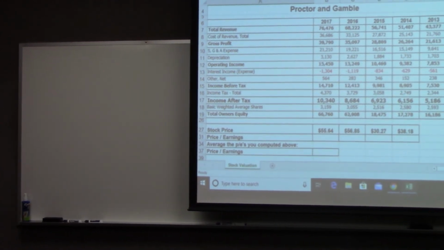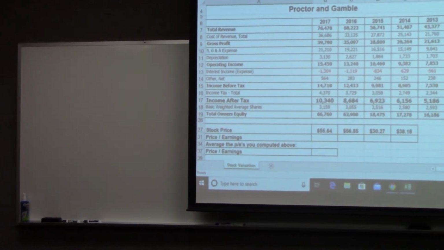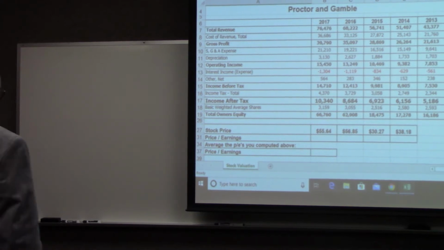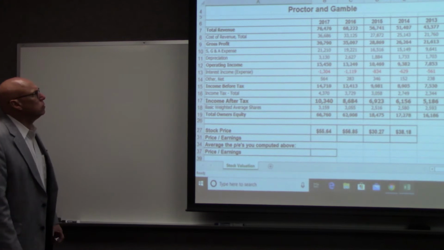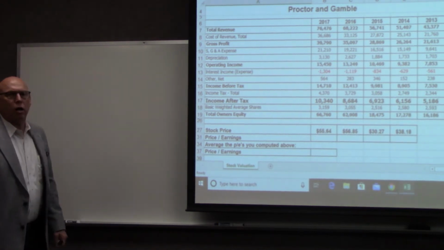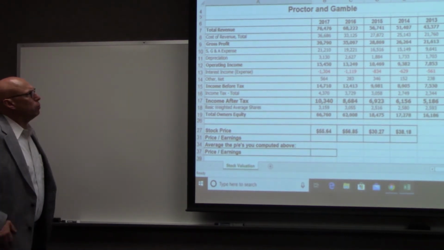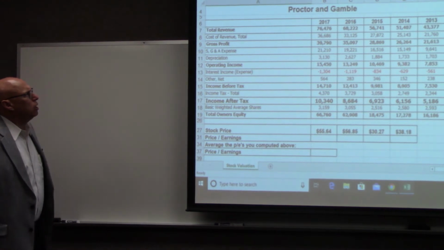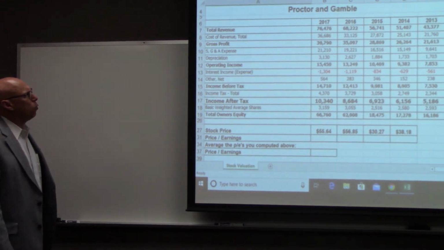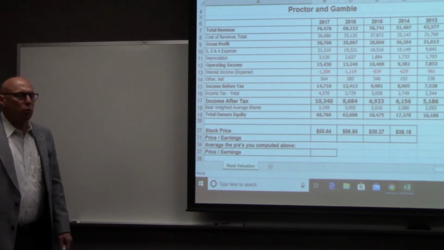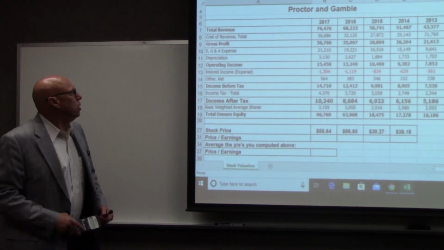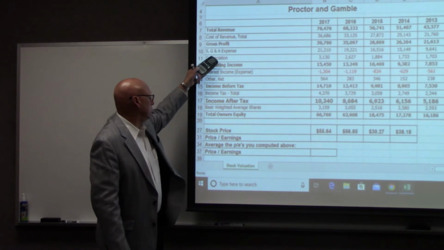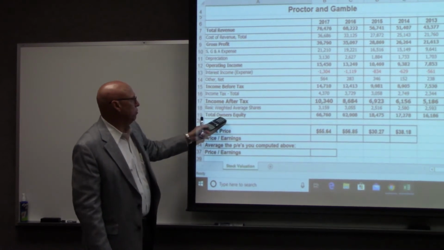All right, guys, as we discussed in our Zoom meeting today, we are going to go over another stock valuation problem. This was actually homework number 6 from chapter 4. It's for Procter & Gamble, and I've added some information to it. And so here we have the income statement, and then we have a balance sheet right here.